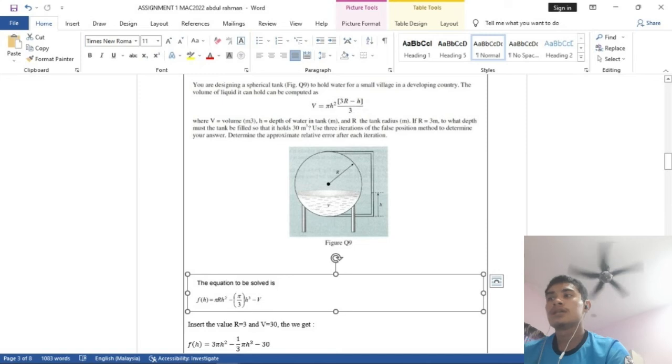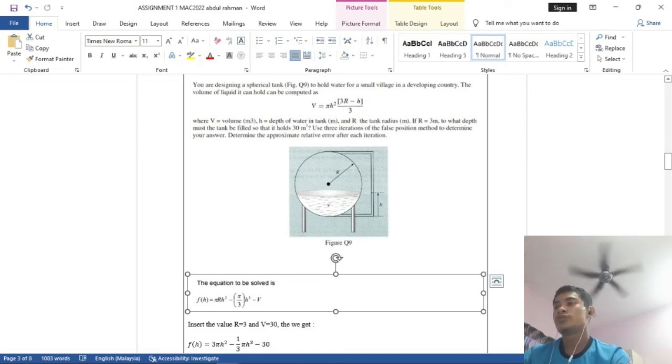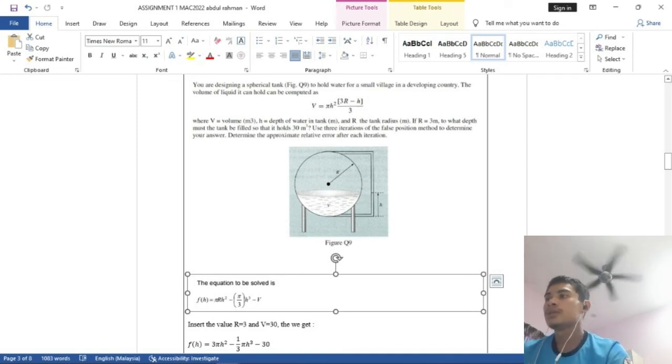I want to explain the case study about our assignment, which is assignment 1. We are designing a spherical tank to hold water for a small village in a different country. The volume of liquid it can hold can be computed as V equal to pi h squared bracket 3r minus h over 3, where V is the volume of the water, h is the depth of water, and r is the radius of the tank.